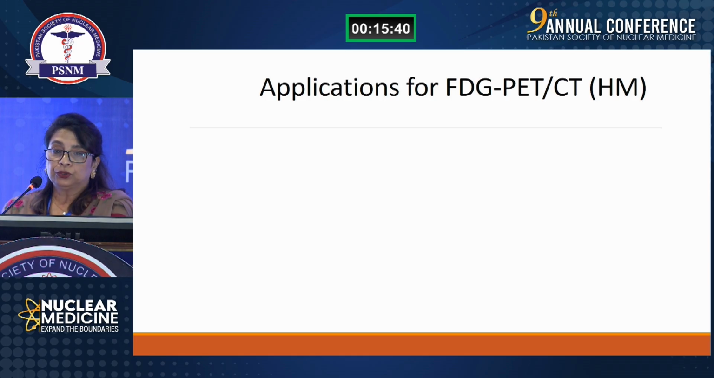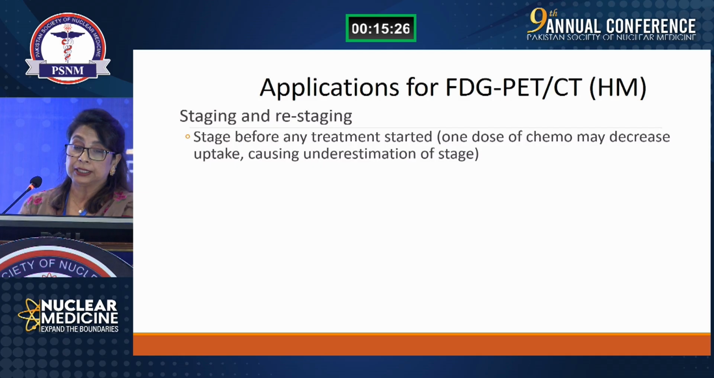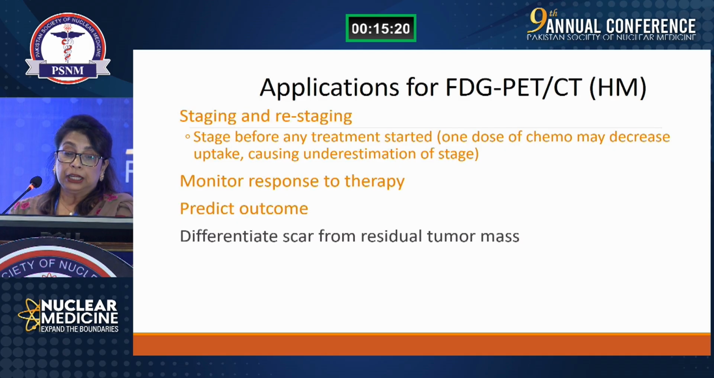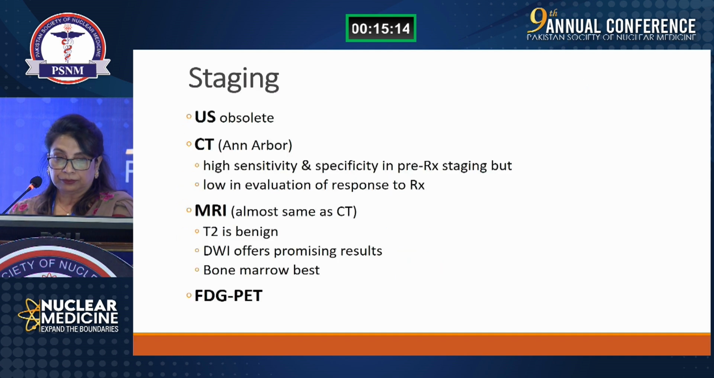So now the applications for FDG PET are staging and restaging. That is, you stage before any treatment is started, and this is important because any dose of chemo may decrease the uptake, causing an underestimation of the stage. It is also used to monitor response to therapy, predict outcomes, differentiate scar from residual tumor, and assess for tumor recurrence.